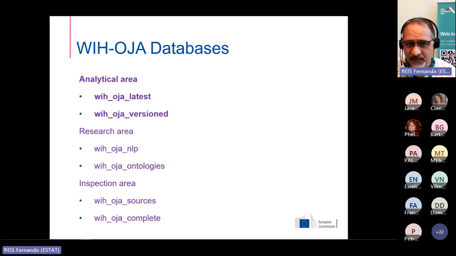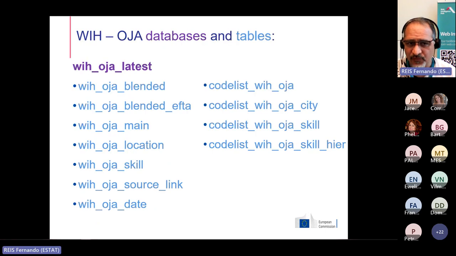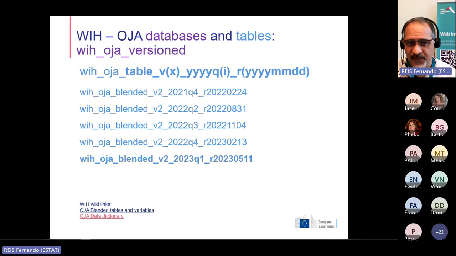In the latest data, we don't have reference to the release. So this is the latest OJA data that we have released. The same data you're going to find in the versioned, and here you see it in bold, it will be the latest release that we have in the versioned.